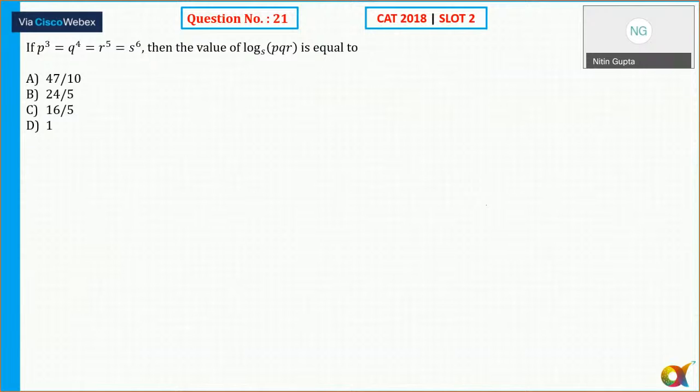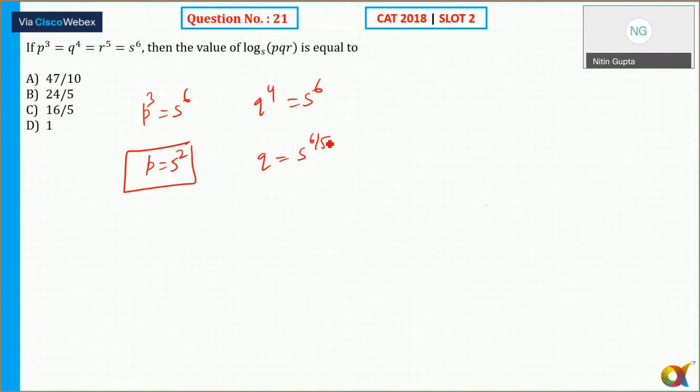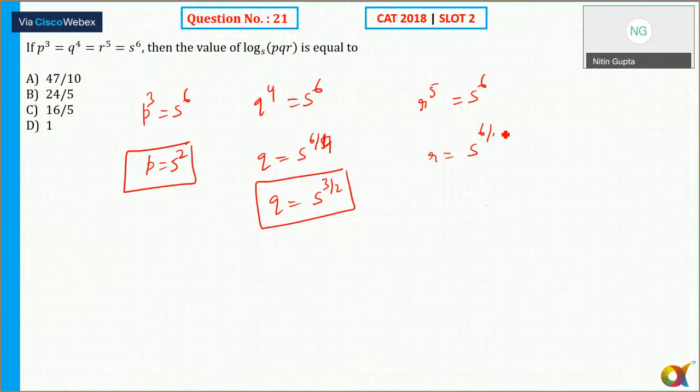So based on log, log of PQR to the base S. So I'll write P, Q, R everything in terms of S. P cubed is equal to S raised to power 6. So I can say P is equal to S squared. Q raised to power 4 is equal to S raised to power 6. Taking power 1 by 4, Q is equal to S raised to power 6 by 4, which means Q is equal to S raised to power 3 by 2. And then R raised to power 5 is equal to S raised to power 6, so R is equal to S raised to power 6 by 5.